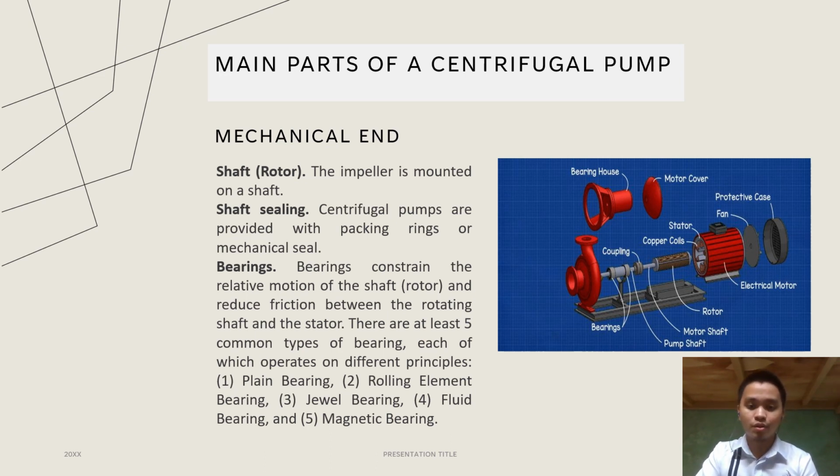Bearings. Bearings constrain the relative motion of the shaft and reduce friction between the rotating shaft and the stator. There are at least 5 common types of bearing, each of which operates on different principles: plain, rolling element, jewel, fluid, and magnetic bearing.